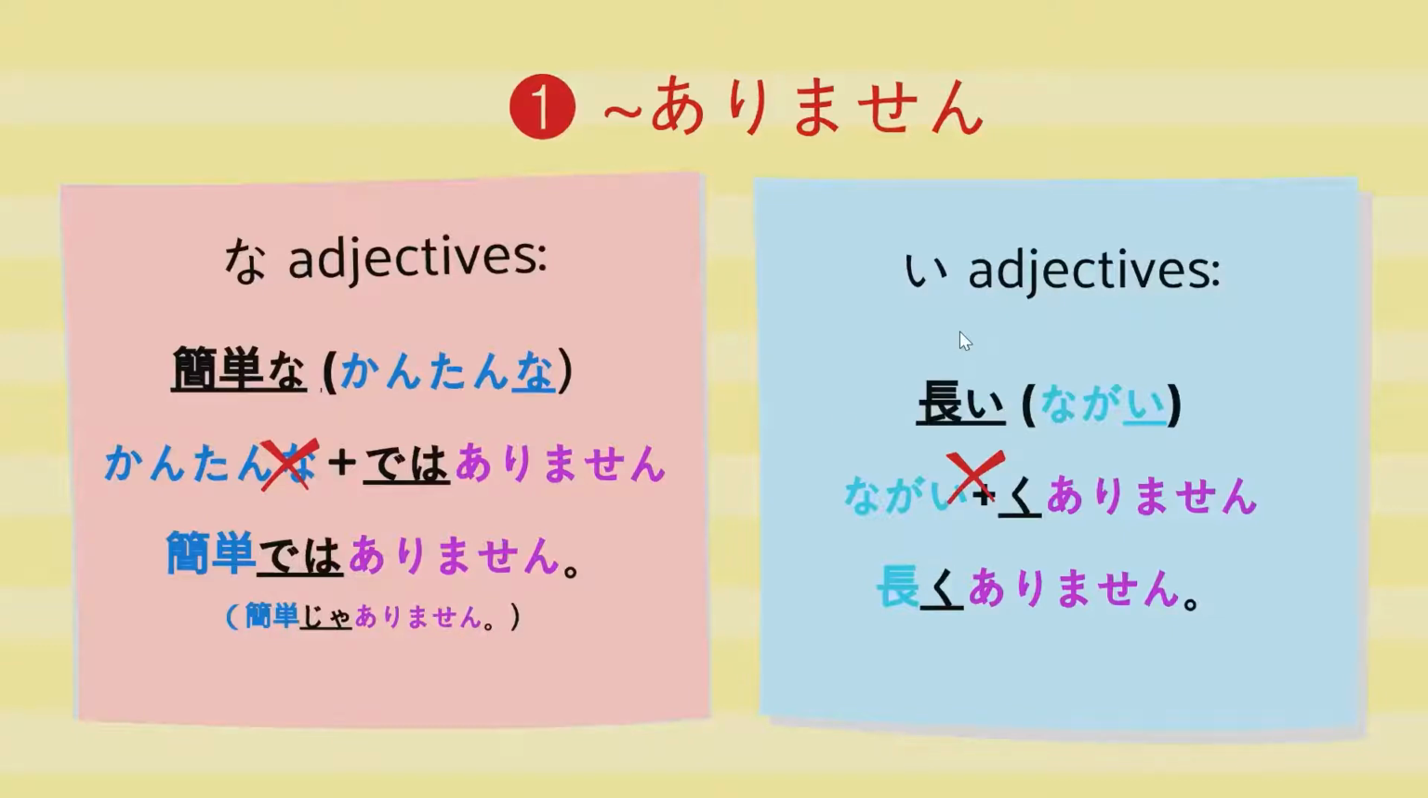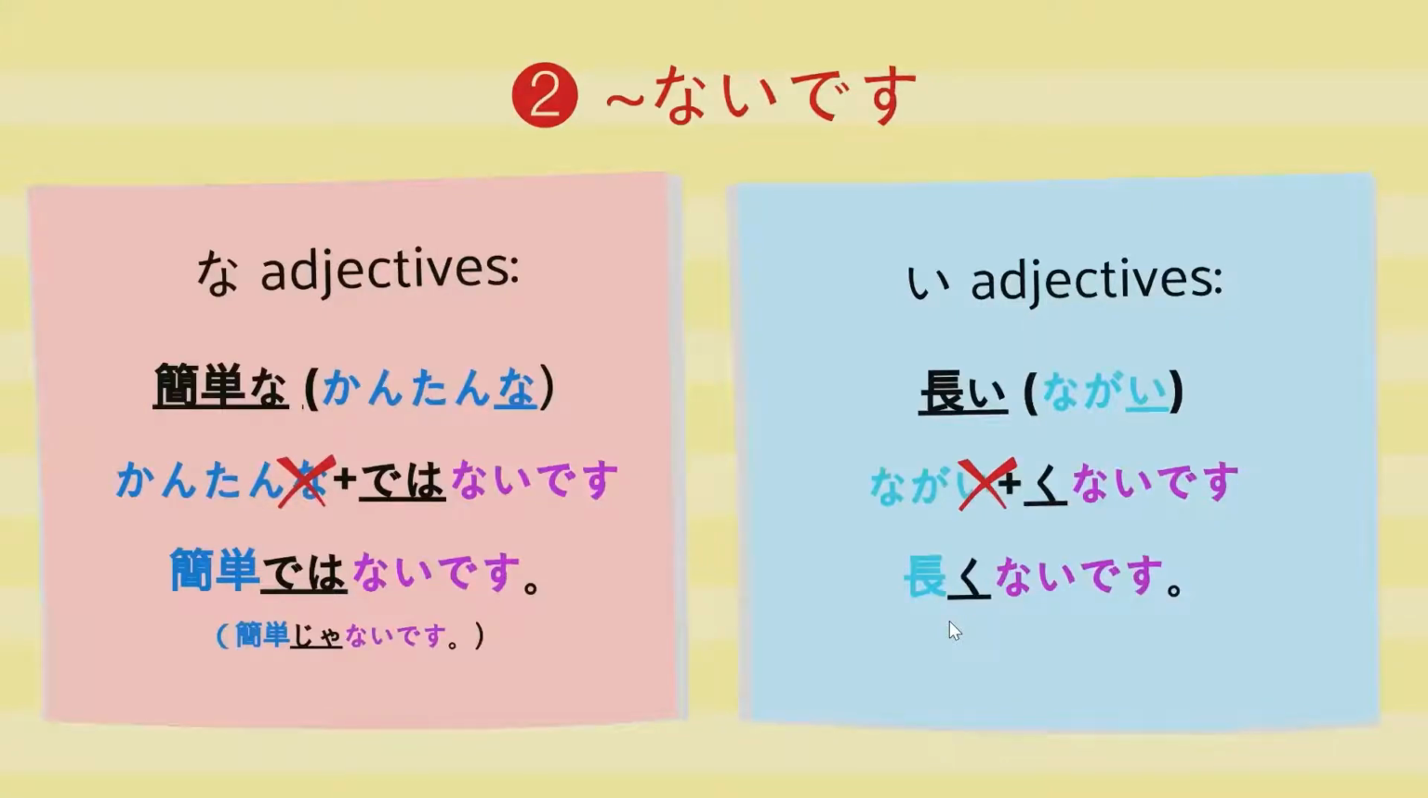And moving on to i adjectives. In i adjectives, what we do is to delete the i and add くありません. So for example, 長い, which means long, will be 長くありません. We delete the i and add くありません. 長くありません. So this means it is not long.